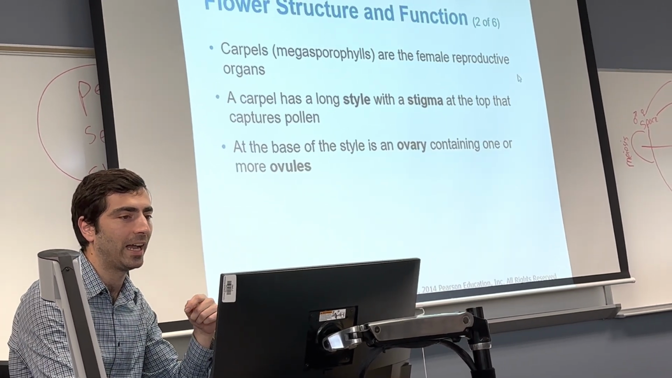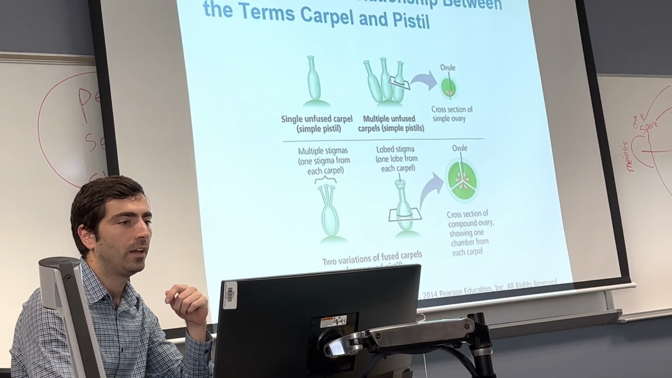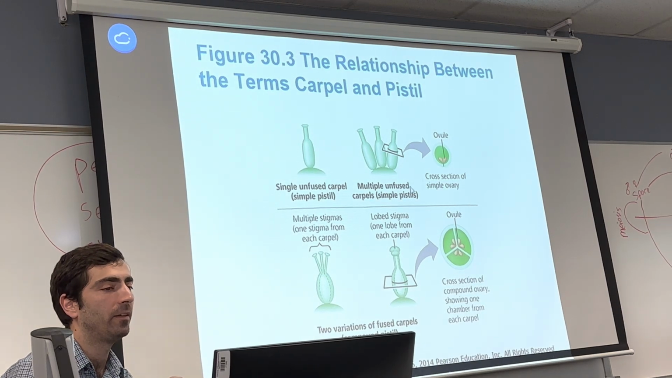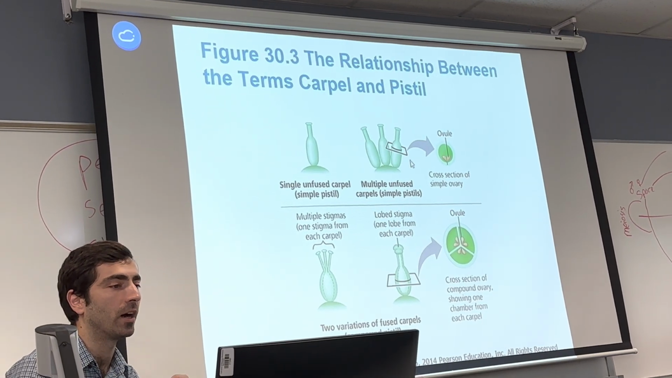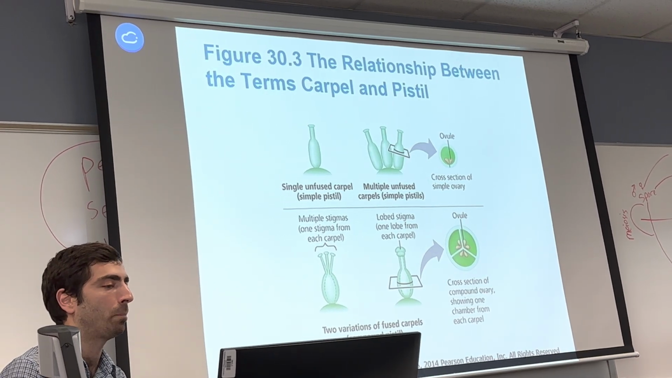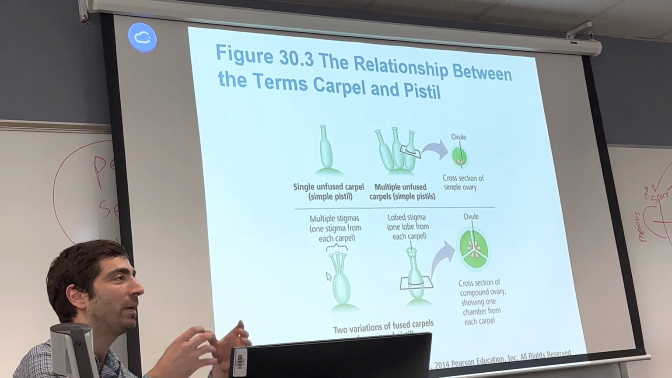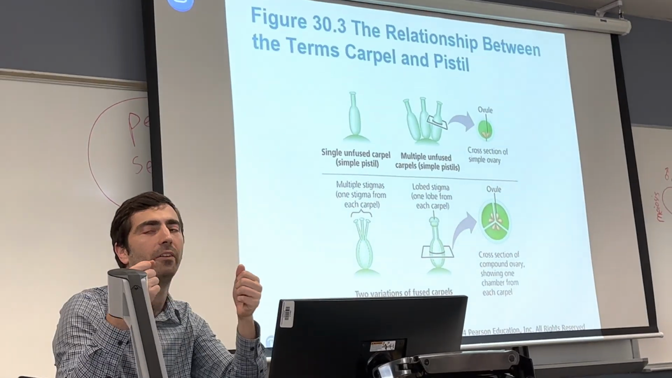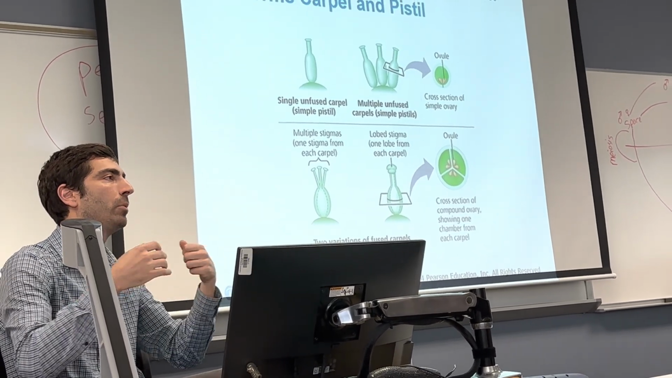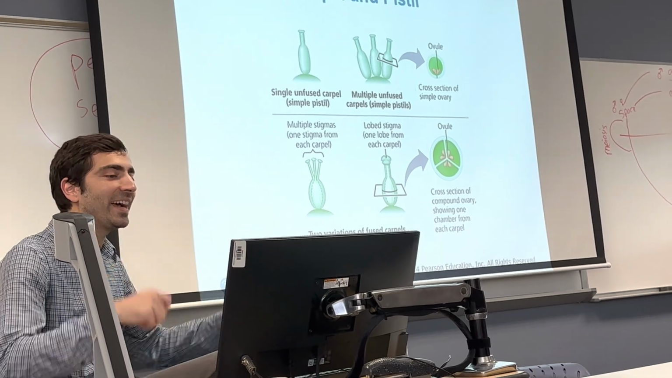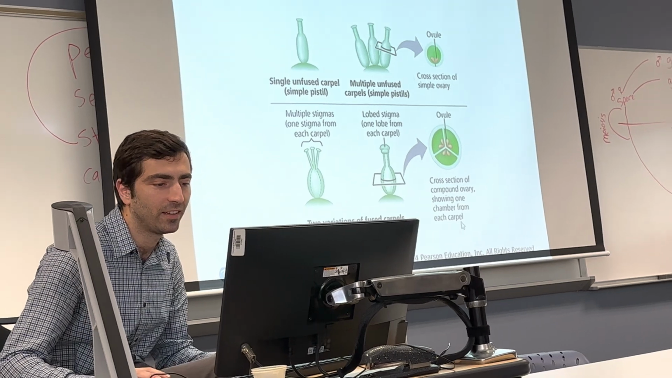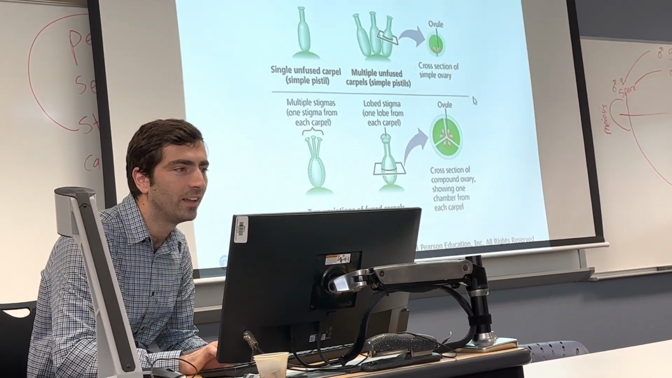The only difference lies when you have multiple. These are multiple unfused carpels, simple pistils. They fuse together, forming a compound pistil. So a compound pistil is basically multiple carpels fused together. Carpels are like the building blocks of a pistil. And that's pistil, with an I at the end, not pistol, like the other thing.